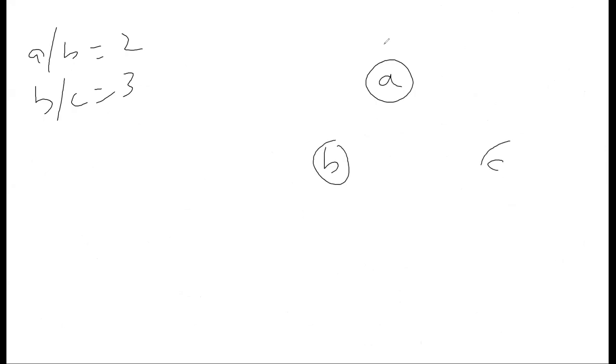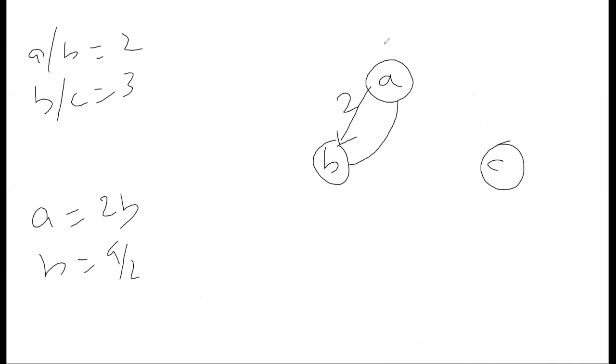Let's take the example which was given: A by B equal to 2 and B by C equal to 3, right? So let's create these three nodes: A, B, and C. Now we know from A to B, it's going to cost me 2. And from B to A, it will be exactly reciprocal, because A equal to 2B and B equal to A by 2, if we reverse the equations. So I'll have another path, the reverse path, which will be 1 by 2.